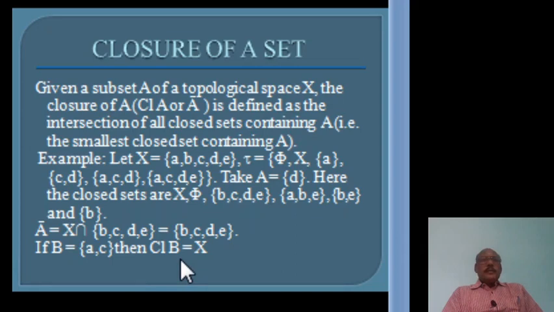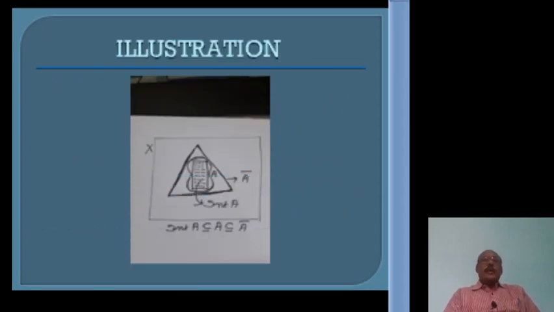Now, X is a closed set containing B, and the second closed set is the empty set. The empty set does not contain B. BCDE does not contain B. ABE does not contain B. BE does not contain B. Singleton B does not contain the set A, C. So the only closed set containing B is X alone. Therefore, the closure of B is capital X itself. In this way, we find the closure of a set.